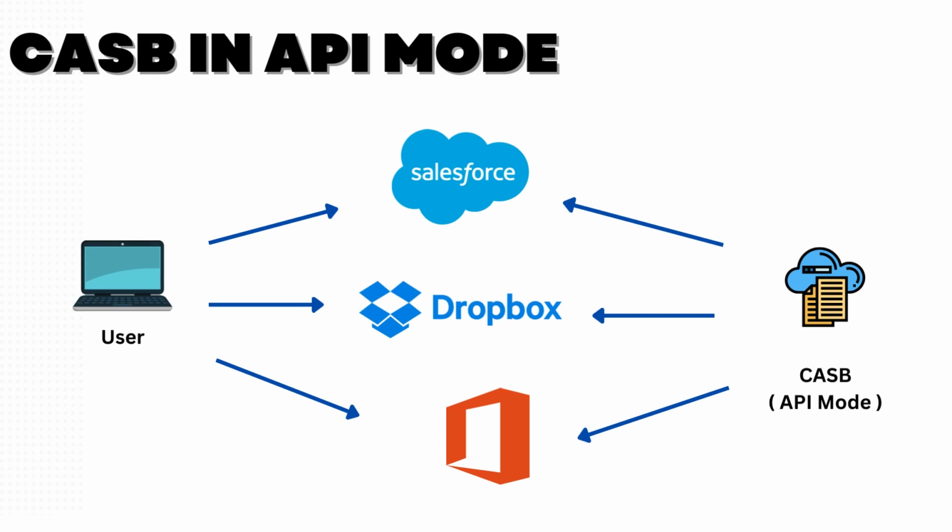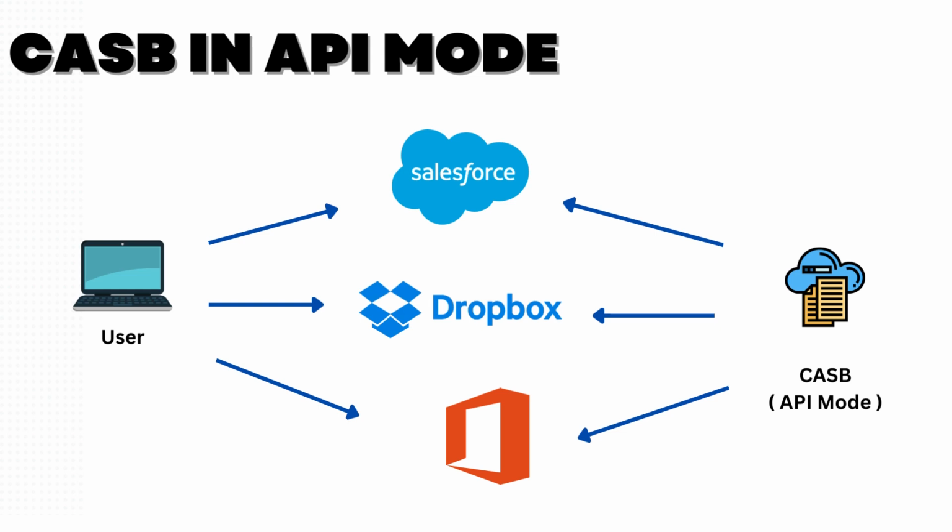Lastly, which is API mode. You can say it's a read-only mode. It monitors data within the cloud. Instead of being in the data path, you don't have to install anything. It just plugs into the cloud provider and starts monitoring. The good thing is it's very easy to do without any interference with user actions. It basically just hooks in and starts monitoring.